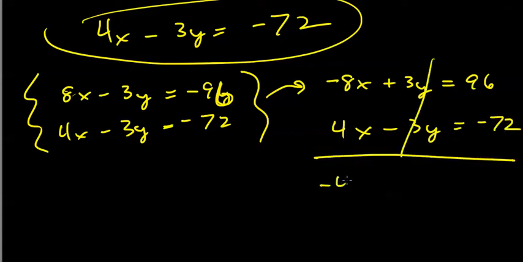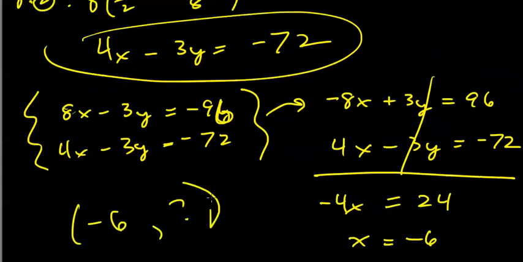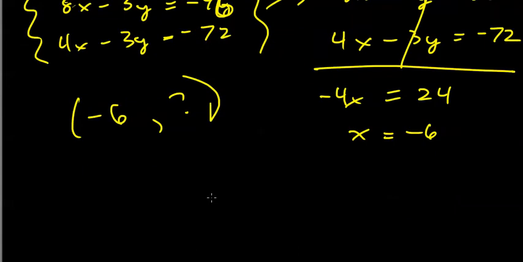and I'll get minus 4x equals, and 96 minus 72 is positive 24. And when I divide both sides by minus 4, I get x equals minus 6. Again, so my point of solution for both the original equations is going to have an x-coordinate of minus 6. And I can take any equation I like and plug in x equals minus 6. I'm going to use this one here.